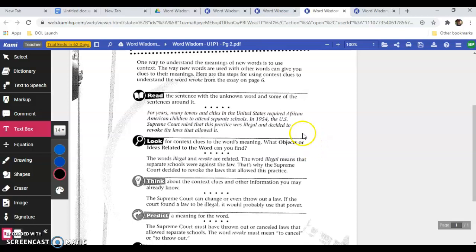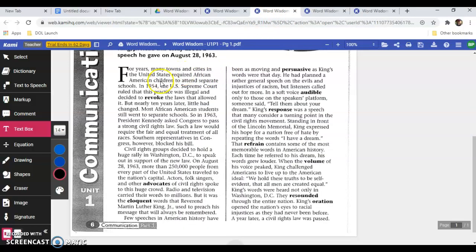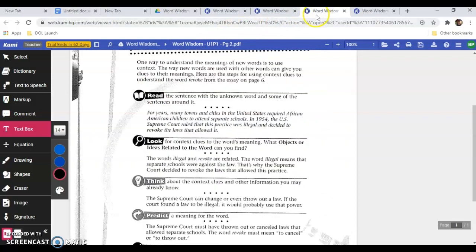The example that you're looking at right now, it's kind of hard to notice, but it's the word revoke. It says, read the sentence with the unknown word and some of the sentences around it. So if you refer back to the reading, you would find this exact sentence. For years, many towns and cities in the United States required African American children to attend separate schools. In 1954, the U.S. Supreme Court ruled that this practice was illegal and decided to revoke the laws that allowed it. If I return to the reading, you can see that the exact phrase that I just read is right here surrounding the word revoke.